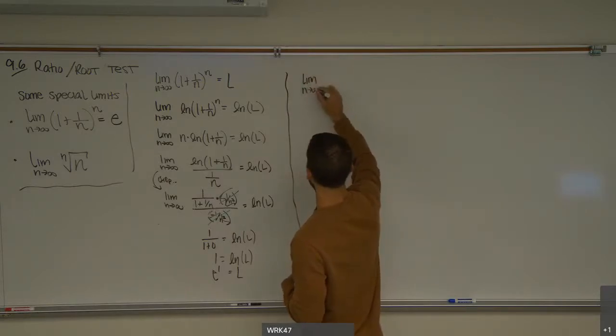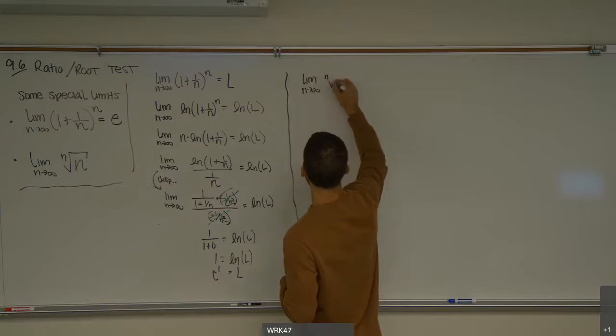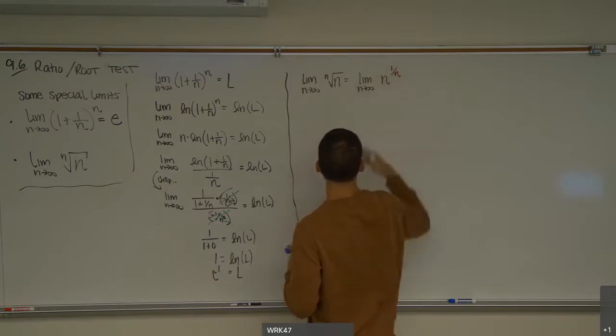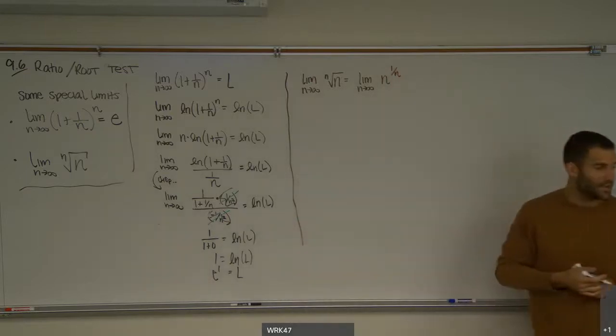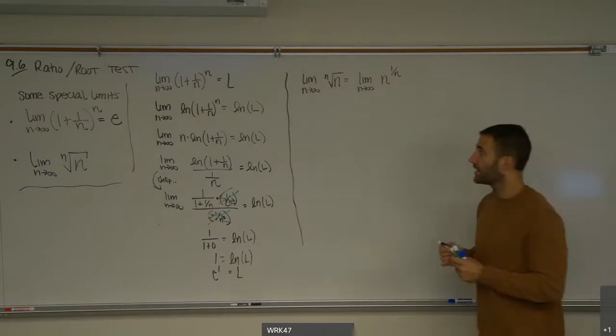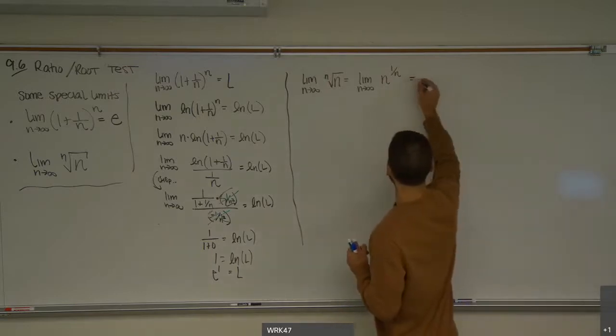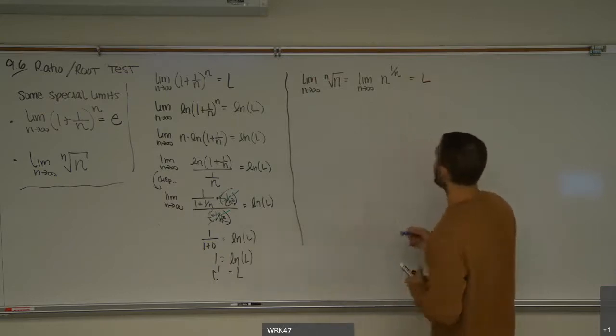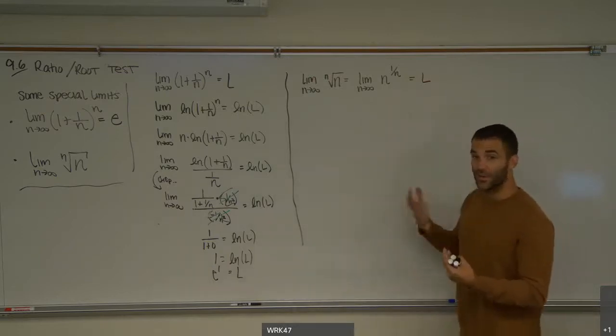Limit as n goes to infinity of the nth root of n. Think of this as the limit as n goes to infinity of n to the 1 over n power. That's the nth root of n as well, right? Writing a root as an exponent. And again, say that this is equal to L. We don't know what L is. We'll find out. We can't evaluate this directly because, again, it's an indeterminate form.